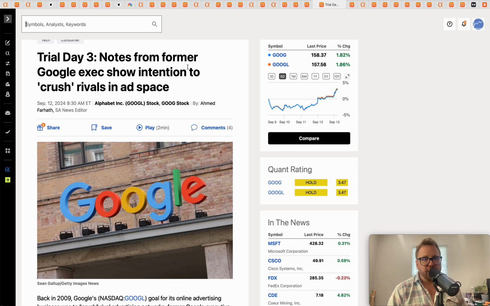Now, also in the trial, they're showing notes from former Google executives that show exactly what you want to see if you're an investor in the company. They wanted to, quote, crush rivals. If I'm going to buy shares in a company where I have no significant voting control and no operational control, I'm basically just giving them money and hoping they do their best. Well, yeah, I hope the executives that are earning a salary are looking to crush rivals.